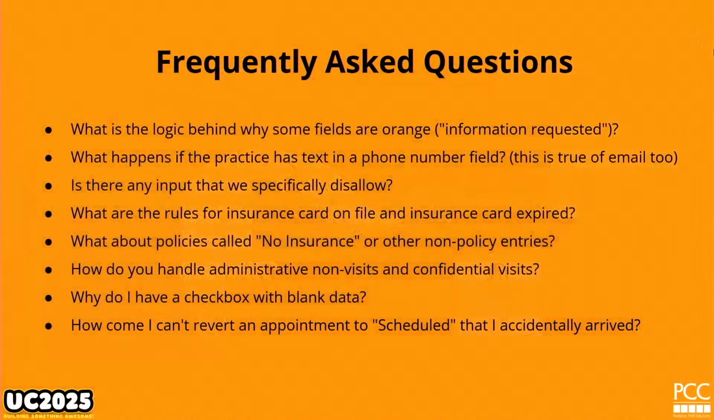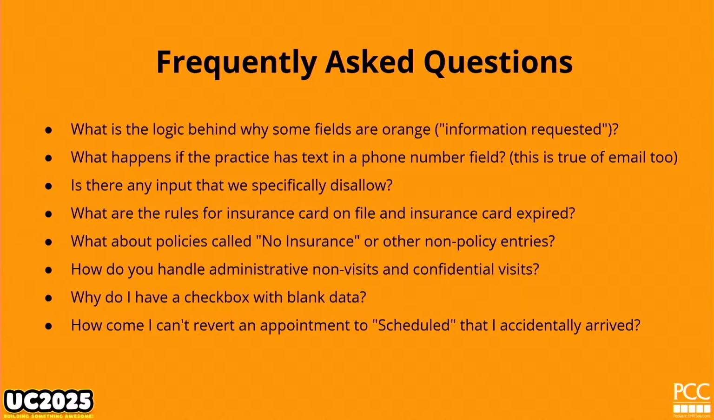What is the logic behind why some fields are orange? I think the logic there is, in that section, all fields except for the middle name, nickname, and suffix are orange when they're not filled out. We didn't make the middle name orange because not everyone has a middle name. Again, we didn't want to make it so they have to put in junk data, like no middle name, just to get through pre-check. And we want to make sure you're getting accurate information.